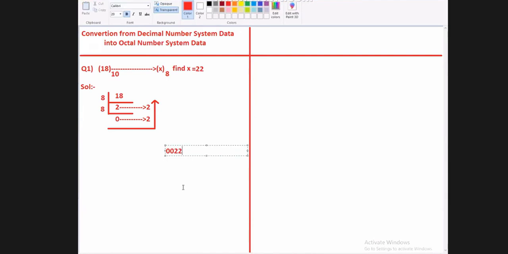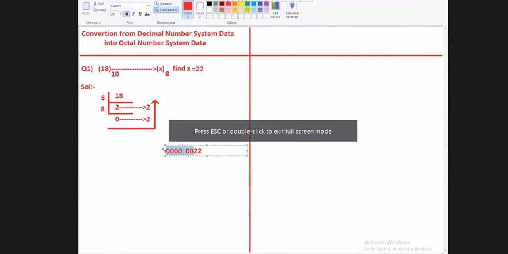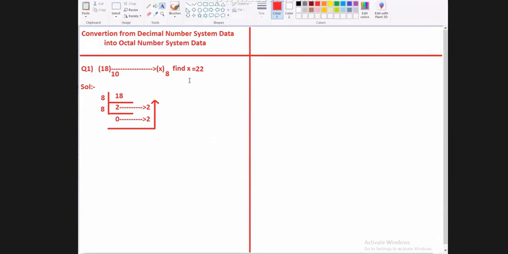Also I can write it like this. I can write 0 0 0 0 0 before 22 as well, but these are not necessary to write. Just 22 is enough. Yes, this is how it is written.